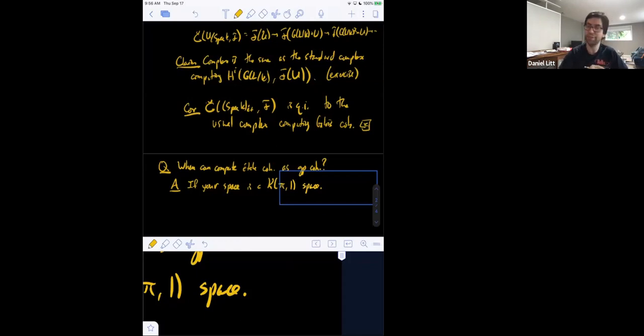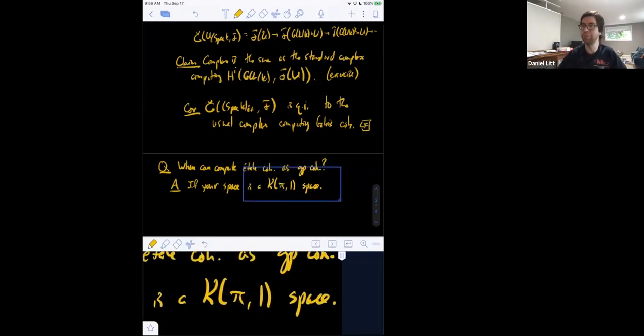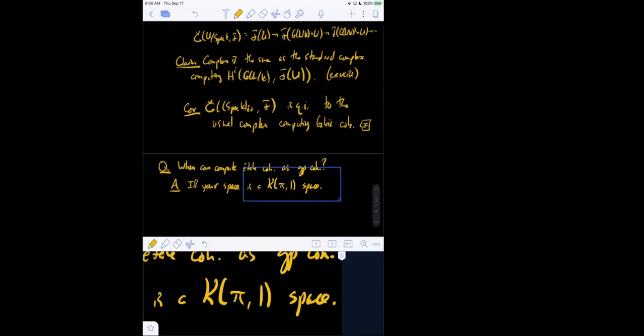Okay, so why do I say this is a fake answer? Well, it's a fake answer because this is more or less the definition of a K(π,1) space in algebraic geometry, namely that its cohomology is computed in terms of the group cohomology of its π1. And I haven't yet told you what π1 is in Étale. I will later in the course.